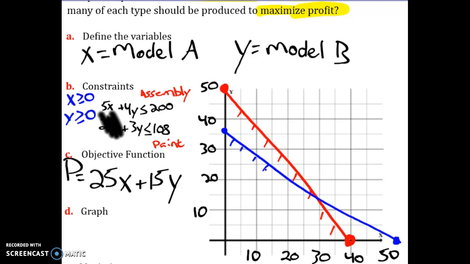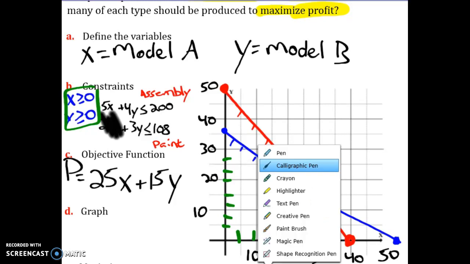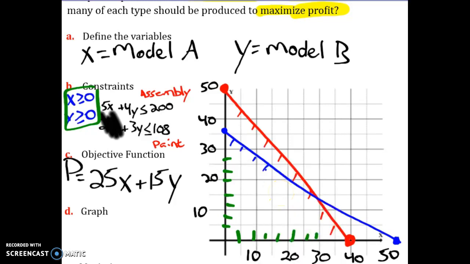Now the ones that I don't need to pay too much attention to or fret too much about, because this just naturally happens most of the time, are these two constraints right here, where x and y are both greater than 0. That just tells me I have to shade to the right of the y-axis and above the x-axis. That's really all that means. So right now, after I've graphed everything, I'm going to have this region right here shaded in. This is my feasible region.